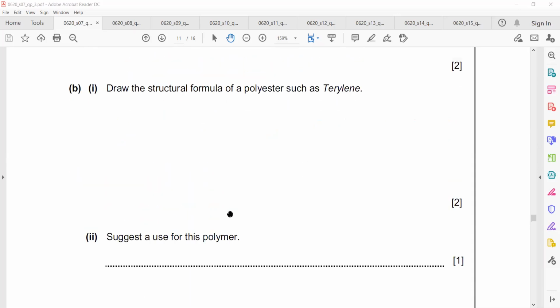Suggest a use of this polymer where we use polyester. What are the uses of the polyester? It is used in the textile industry, clothing, rope. That's correct. Even packaging, bags, even polyester bags are there. So there are many uses: ropes, clothing, bottles, packaging, bags.